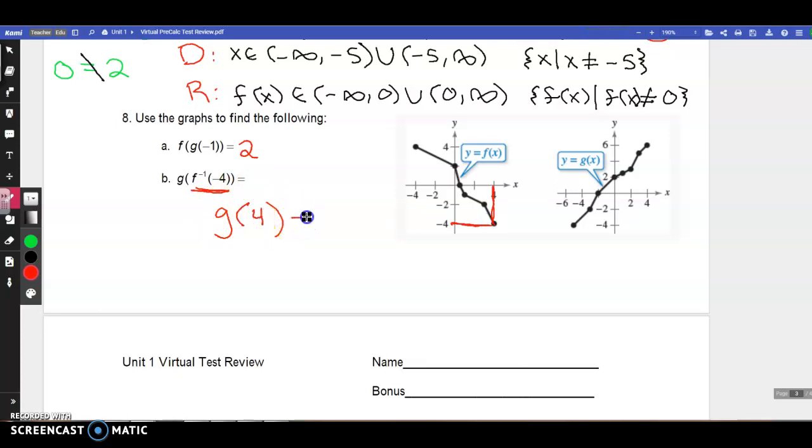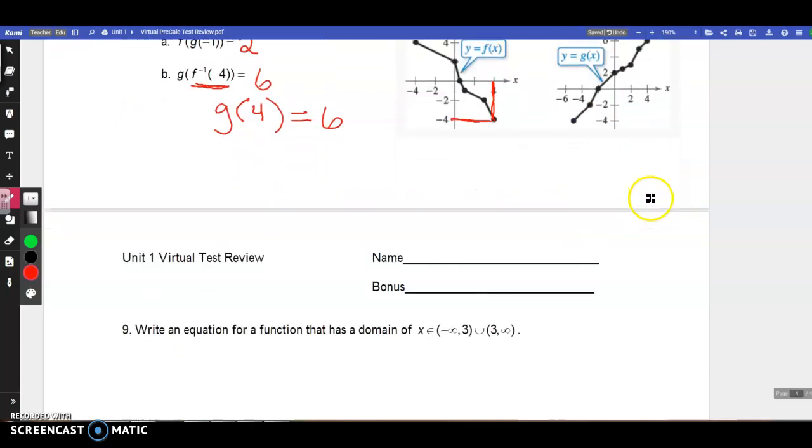So now I just need to find g of 4. So 4 is the input. What's the output? That would be 6. So g of f inverse of negative 4 is equal to 6.